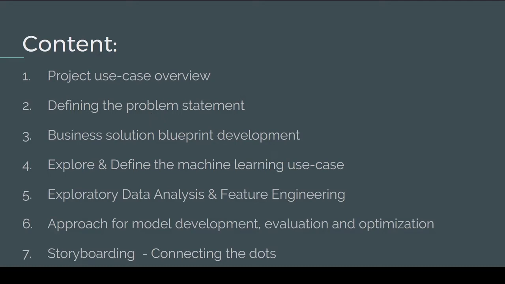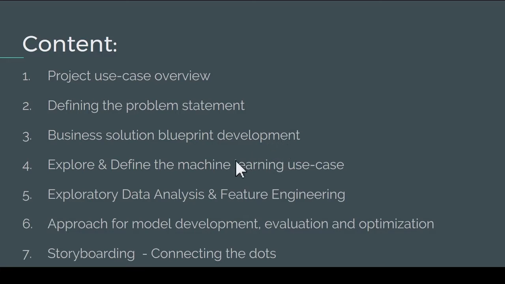Once we define the problem statement, we would need to develop a business solution blueprint. This blueprint will have the entire solution to solve the problem that we have defined in the second part. Once the entire solution is developed, that's when we have an answer to the questions we are asking. And one of the answers to a specific question in that blueprint will result in a machine learning use case. So this is where a machine learning use case actually germinates.